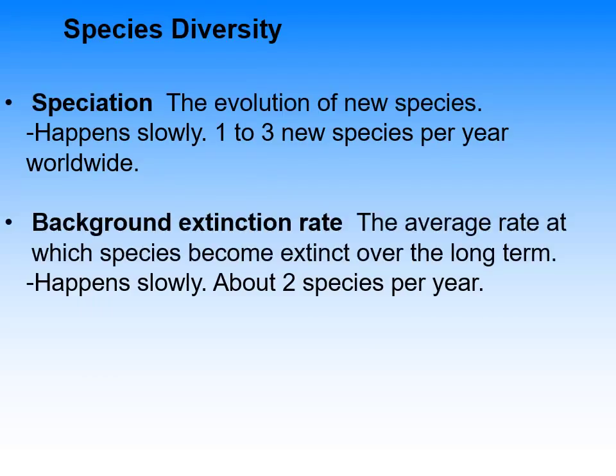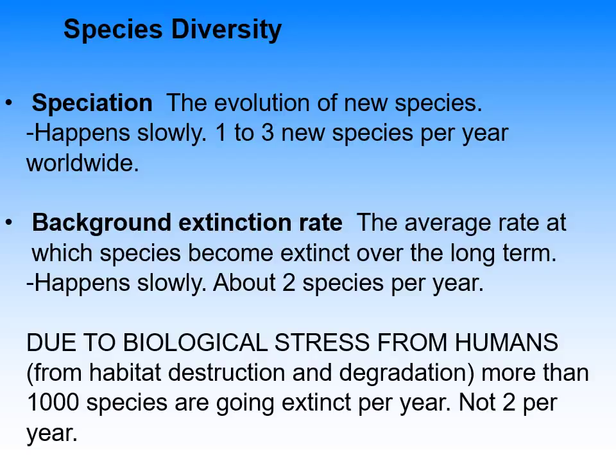So species do evolve. Speciation is the evolution of new species. This happens very slowly over time. There are about 1 to 3 new species per year worldwide that come from other species. You'll learn about that a lot in biology.